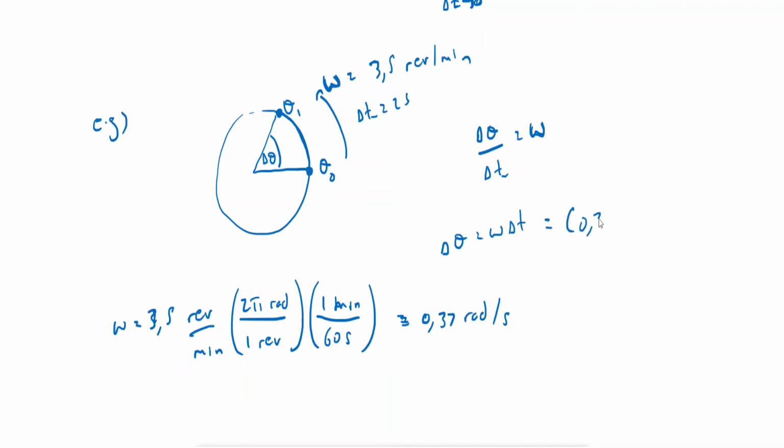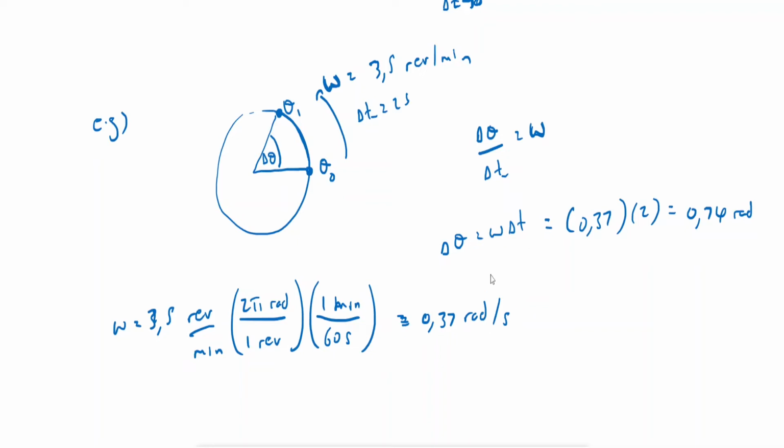So this is 0.37, and the time is 2 seconds, and then we can find how many radians that is. 0.37 multiplied by 2 is 0.74. This is radians per, oh sorry, it's just radians. All right, so that's that.